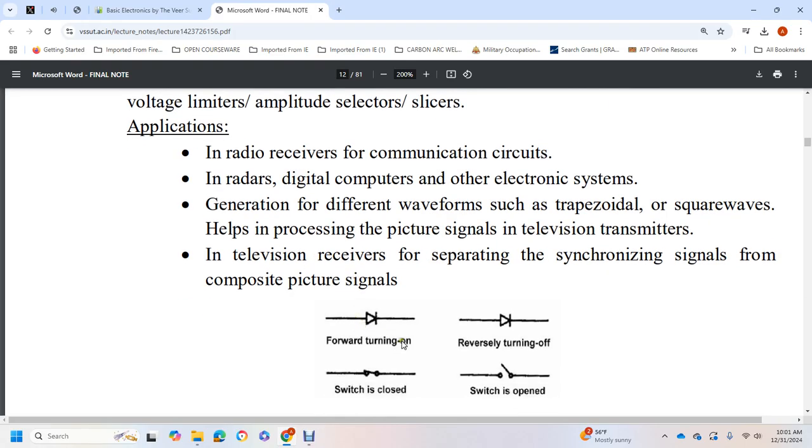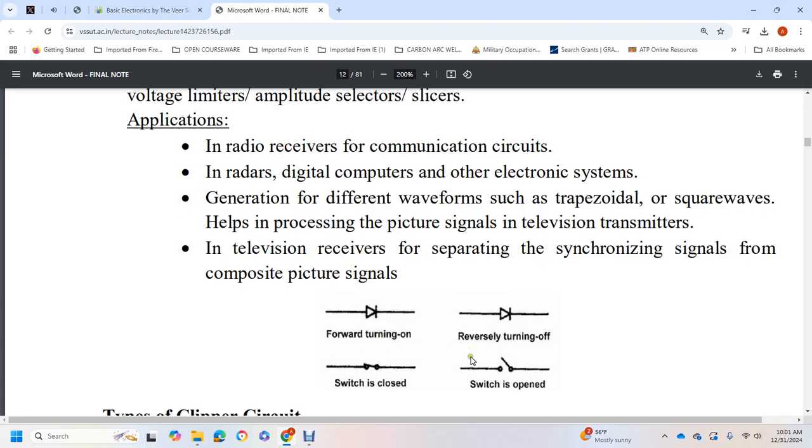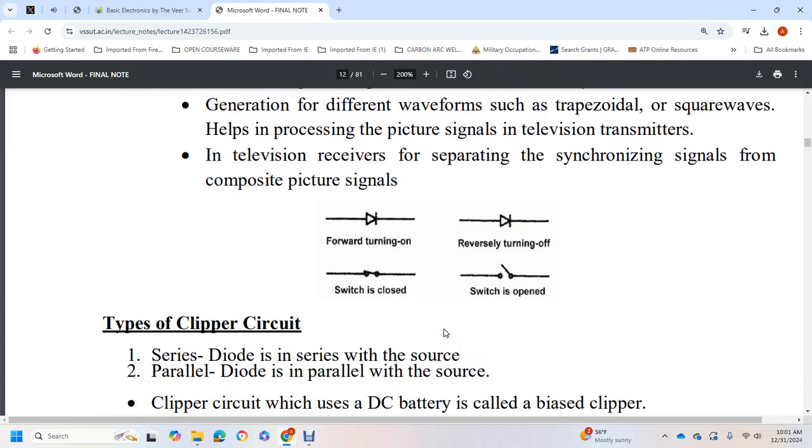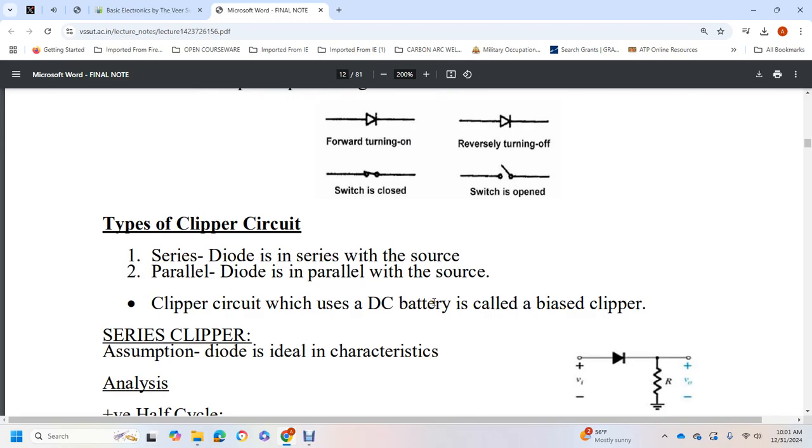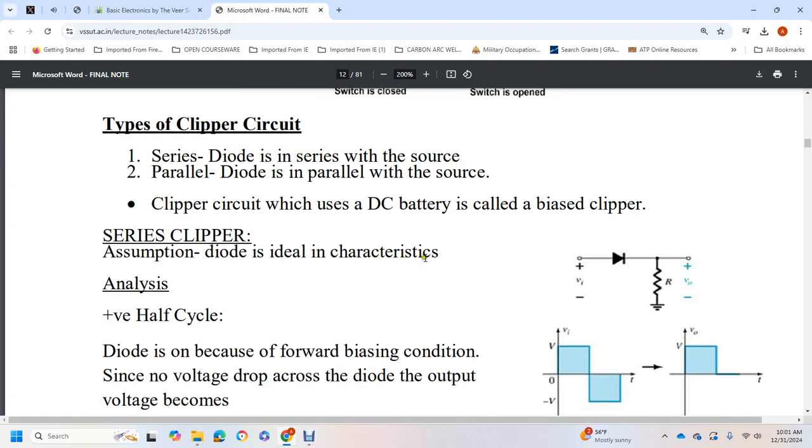You have a forward turned-on diode and a reverse turned-off diode. The switch is closed on the forward diode, and the switch is open on the reverse diode. Types of clipper circuit: series, where the diode is in series with the source, and parallel, where the diode is parallel with the source. A clipper circuit to which a DC battery is added is called a biased clipper. Series clipper, assuming ideal characteristics.